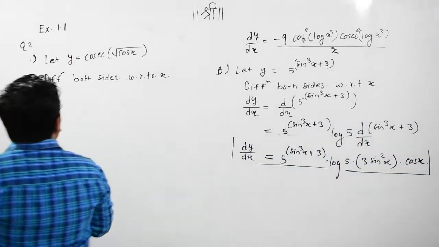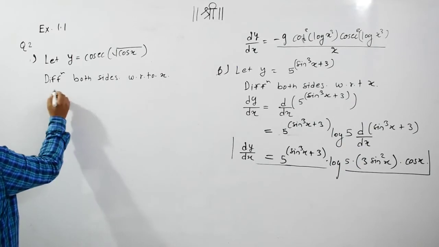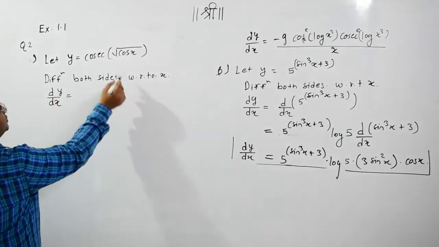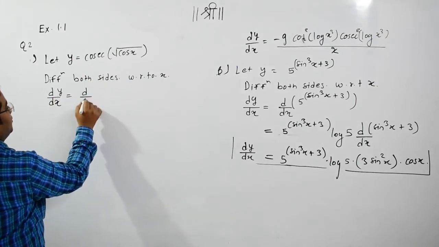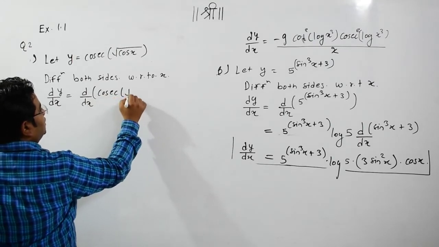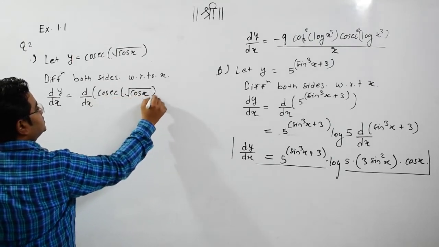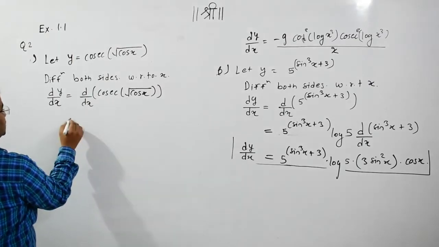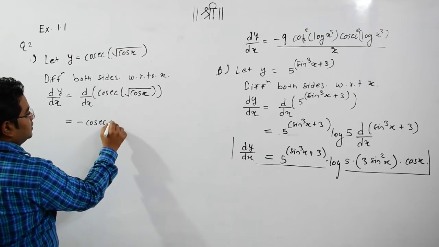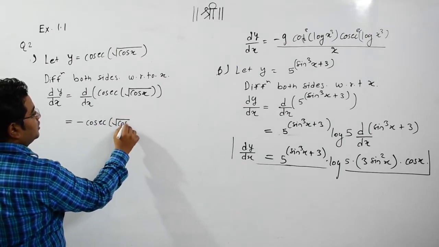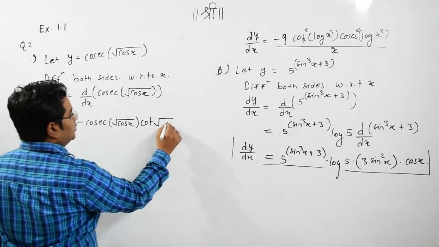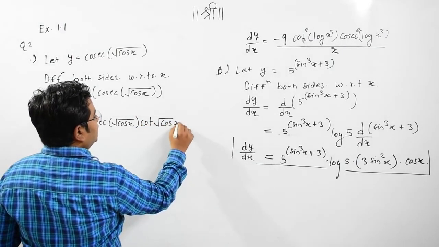So look at it properly, it looks easy. d upon dx of y, differentiating both sides with respect to x, we get d upon dx of cosec of under root of cos x. What is the derivative of cosec? Cosec derivative is nothing but minus cosec under root of cos x into cot of under root of cos x.